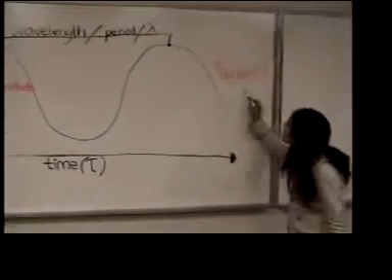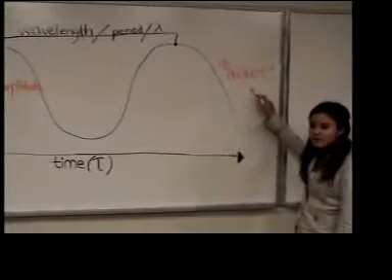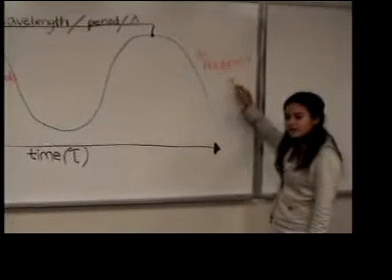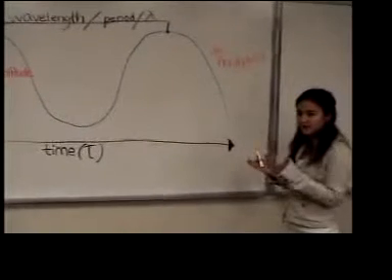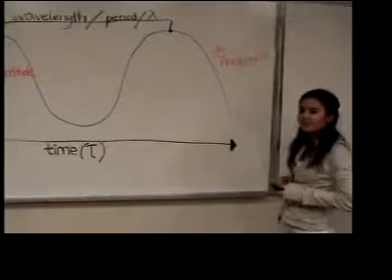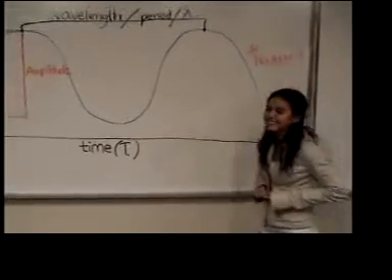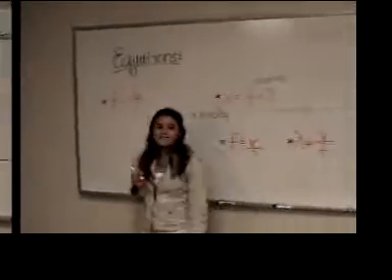Gotcha. And a frequency is the amount of waves that pass through a certain point in a certain amount of time. And that's how many waves you'll have in a set. All right, let's go to the equation board and look at some equations.